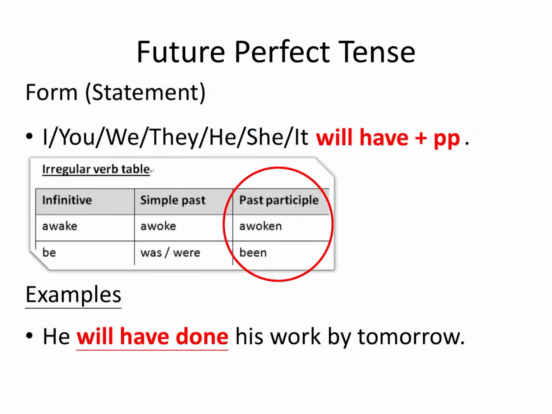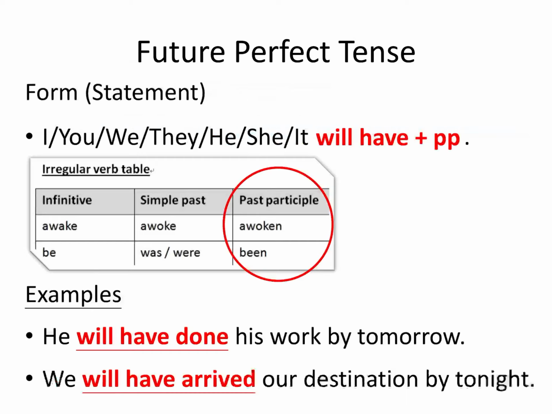Examples: he will have done his work by tomorrow. Done is the pp form of do, while arrived in the second example is the pp form of arrive.